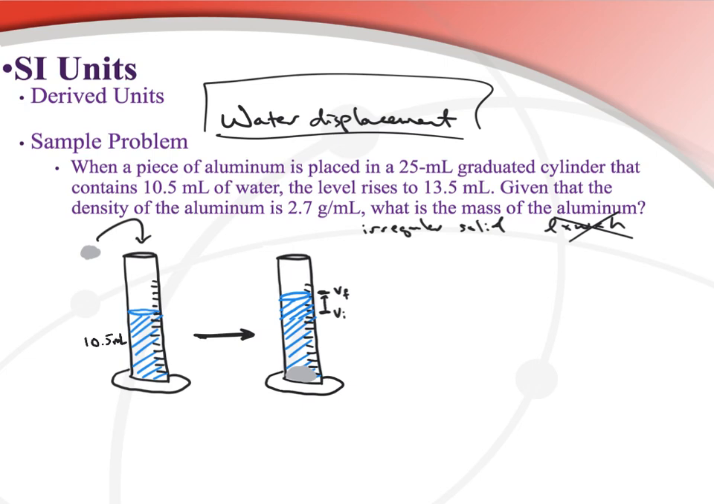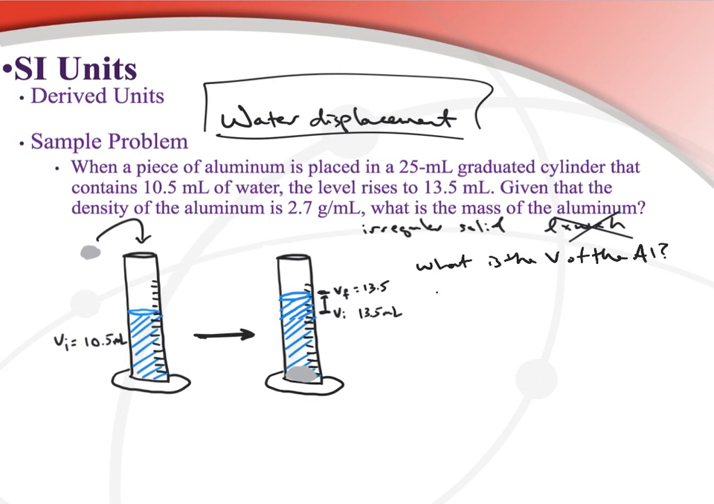After that, once you've put it in there, now notice our piece of aluminum is down here on the bottom. We are up to 13.5 milliliters. All right, so we'll say that my initial volume, V_i, is 10.5, and my final volume is 13.5. Question is, first, before we even plug stuff into the density equation, what is the volume of the aluminum, which we'll abbreviate with its atomic symbol Al, okay?